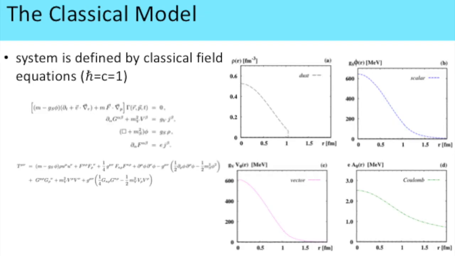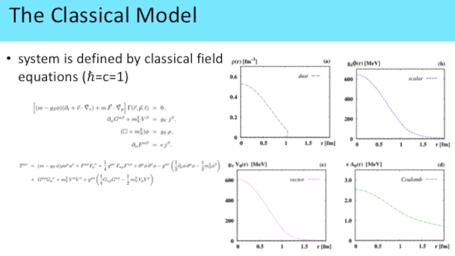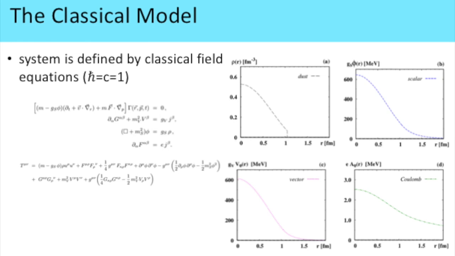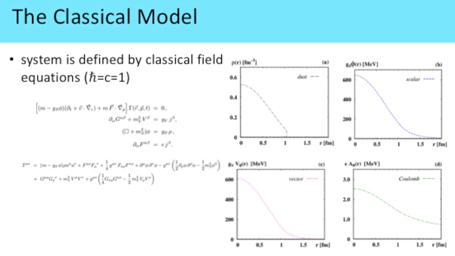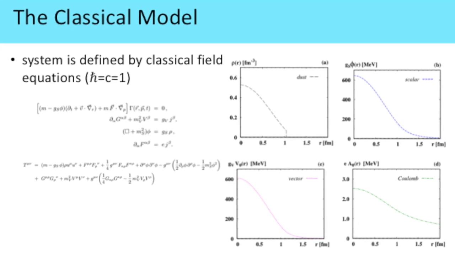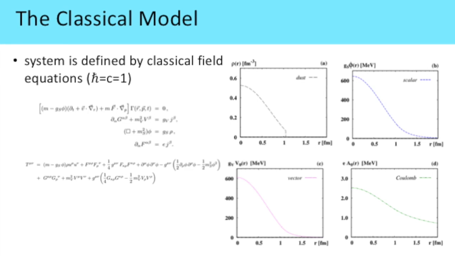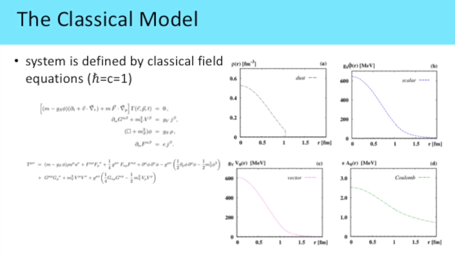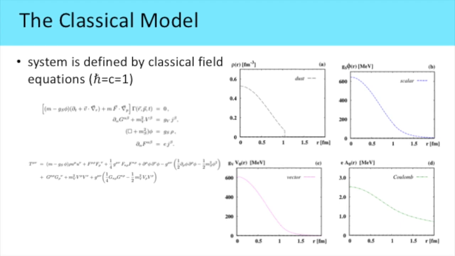In this research, we use Bernoulli's classical model as I mentioned before. This model consists of dust particles in a spherically symmetric region of radius r bound by three fields: a massive scalar field phi, a massive vector field v mu, and an electromagnetic field a mu. The particles couple to these fields via the coupling constants g sub s, g sub v, and e. These classical field equations are the first four equations on this slide, and they are relativistically invariant.